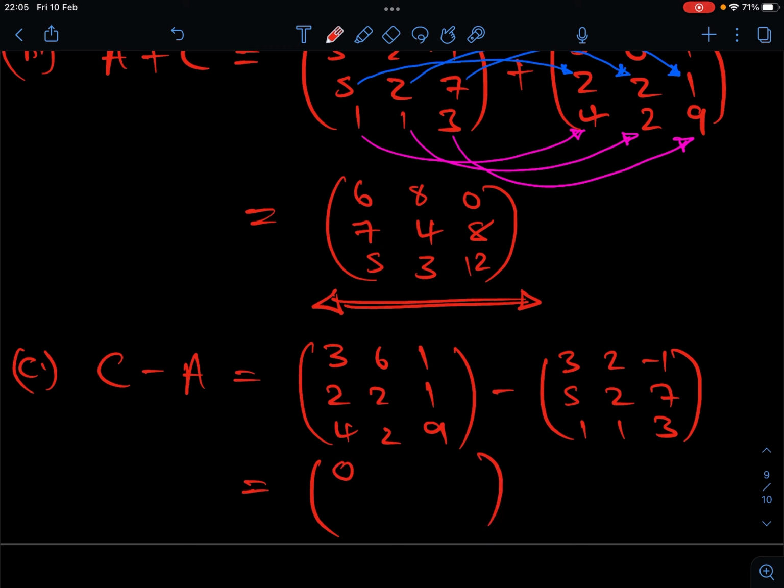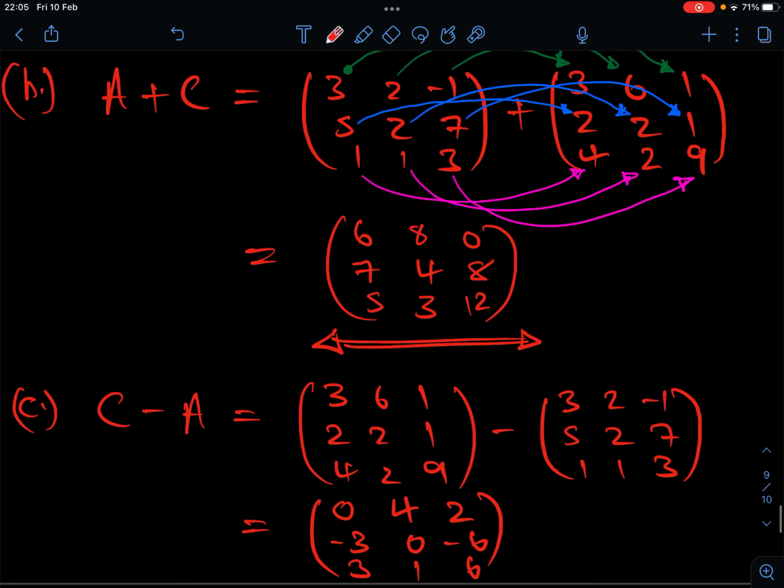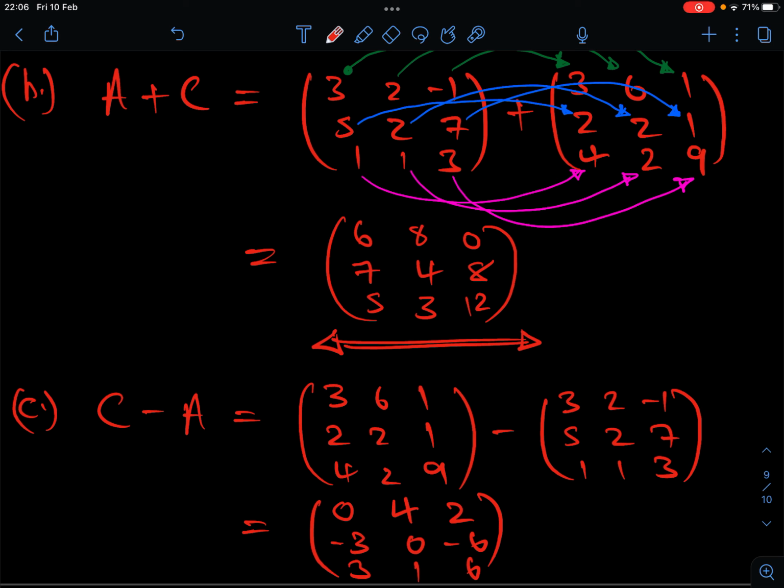3 minus 3 is 0. 6 minus 2, we get 4. 1 minus 1, we get 2. 2 minus 5, we get negative 3. Then 2 minus 2, we get 0. 1 minus 7, we get negative 6. 4 minus 1, we get 3. 2 minus 1 is 1. 9 minus 3, we get 6. So this is how addition and subtraction work. These are very simple operations. Once you know the rule, how it works, everything follows just like that.